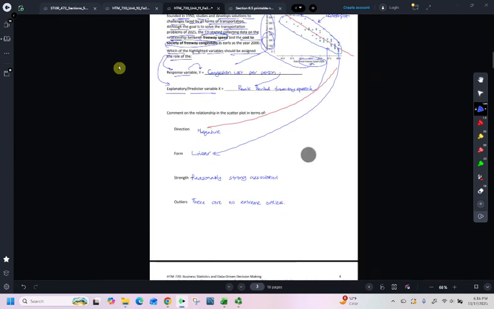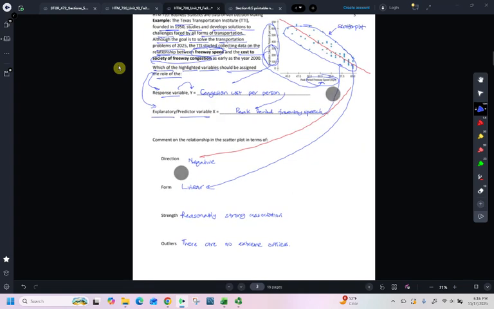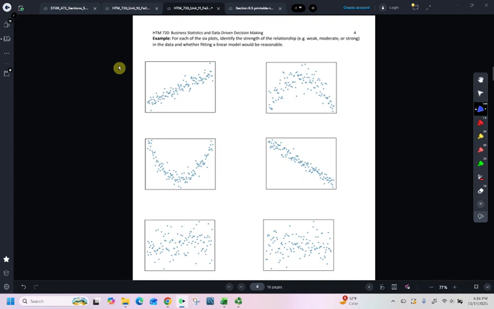So as it stands, whenever we want to start exploring the relationship between two numerical variables, we must draw a scatter plot and identify the direction, the form, the strength of the relationship, and if there are any outliers observed in the data collected. And then we proceed to yet another example.